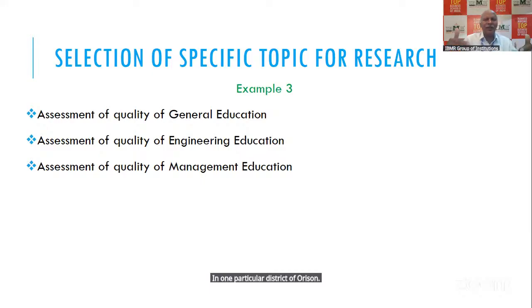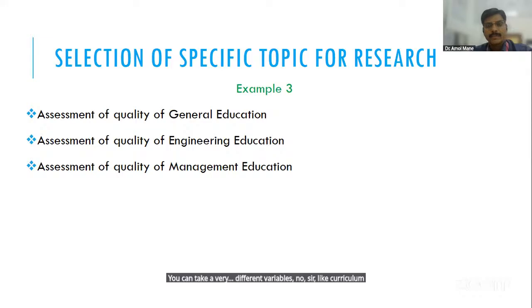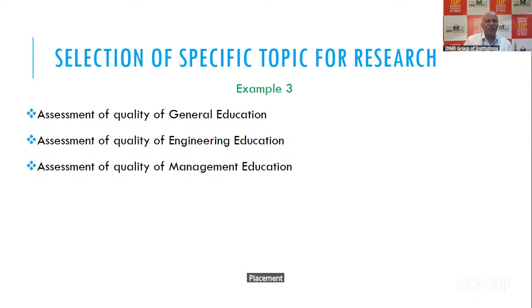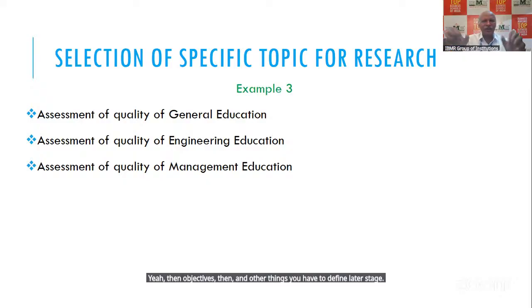You can take very different variables, sir, like curriculum, syllabus, assessment, placement of the students, then objectives, and other things you have to define at a later stage. First, you are choosing the research problem, narrowing down and making it more specific.